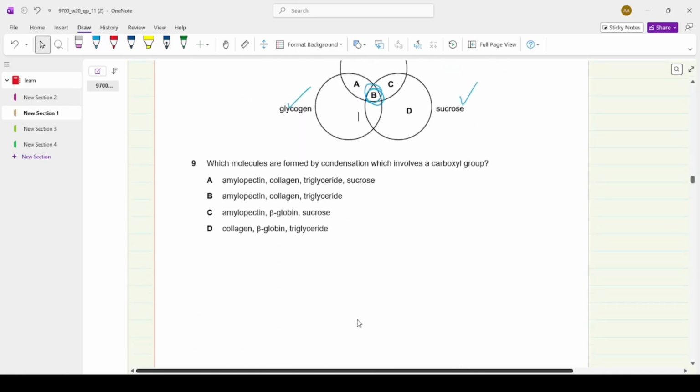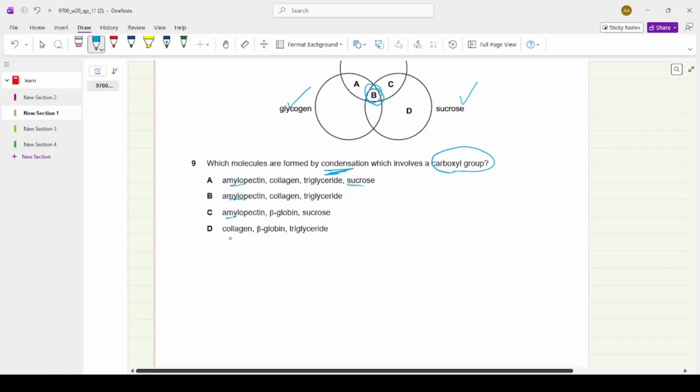Now moving on to number 9, which molecules are formed by condensation involving a carboxyl group. So amylopectin, collagen, triglyceride, sucrose. It is true all of them involve condensation, but for sucrose we don't involve the carboxyl group in the formation of those glycosidic bonds. So is amylopectin. So we can eliminate all those which have amylopectin, because in these carbohydrates we don't involve the carboxyl group in the formation of the glycosidic bond.